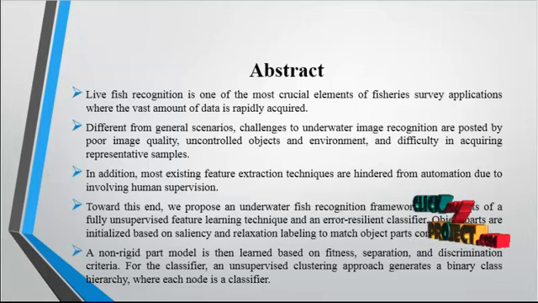Object paths are initialized based on saliency and relaxation labelings to match object paths correctly. A non-rigid path model is then learned based on the fitness, separation and discrimination criteria. For the classifier, an unsupervised clustering approach generates a binary class hierarchy where each node is a classifier. Hence, we achieved a recognition rate that correctly identifies the type of fish.